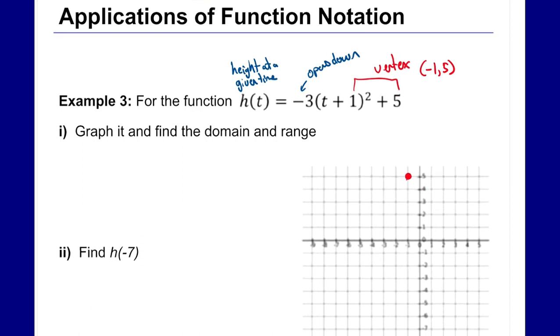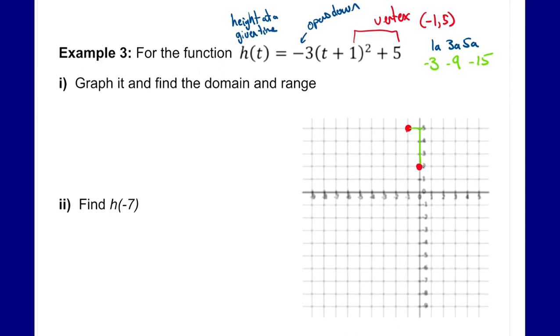Now, to be specific, though, we need to use our step pattern. Right? So the step pattern is 1A, 3A, 5A. Our A value in this case is -3. So that means our step pattern is 1 times -3 or -3, 3 times -3 or -9, 5 times -3 or -15. That tells us, again, we go over 1, down 3. That's our next point. Over 1, down 9.